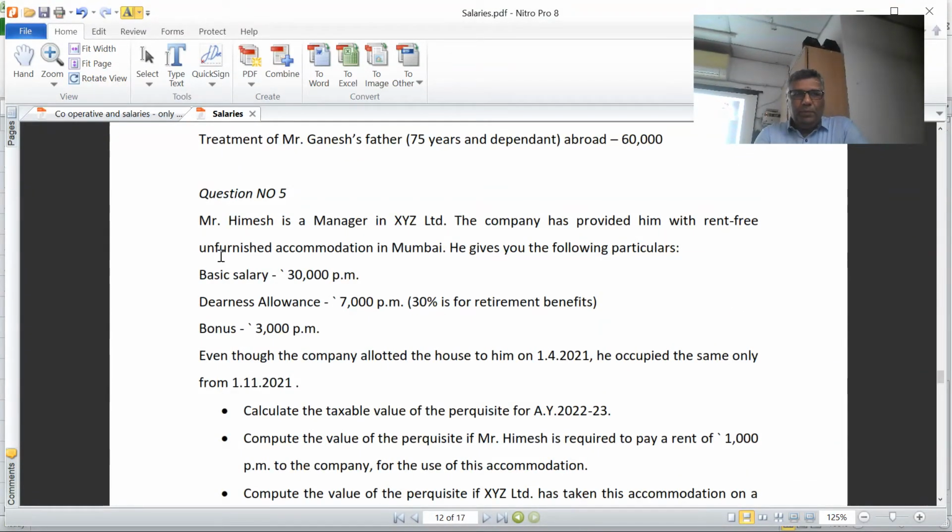Question number 5. Himesh is a manager of XYZ Limited. Company provided him rent-free accommodation in Mumbai. Gives the following details. Basic salary, DA, we should take forming part. Bonus, we should take it. Even though the company allotted him house on 1/4, he occupied only from 1/11. So the benefit is only from 1/11, not from 1/4.